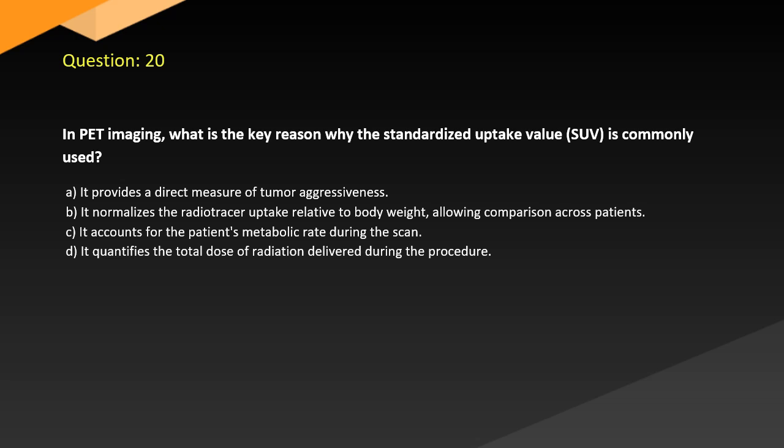Question 20. In PET imaging, what is the key reason why the standardized uptake value, SUV, is commonly used? A. It provides a direct measure of tumor aggressiveness. B. It normalizes the radiotracer uptake relative to body weight, allowing comparison across patients. C. It accounts for the patient's metabolic rate during the scan. D. It quantifies the total dose of radiation delivered during the procedure.